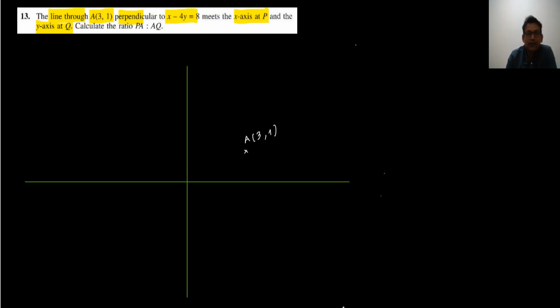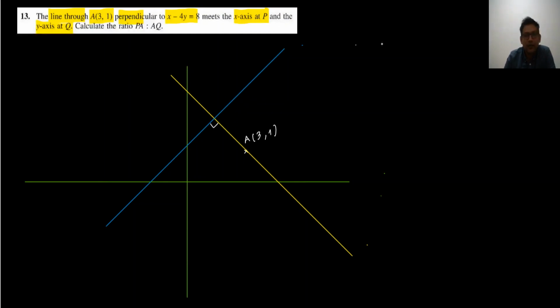And a line is passing through this point A, like this, and it is perpendicular to the other line. So I have to draw another line like this. Definitely, perpendicular means like this, so this line is having a 90-degree angle here.